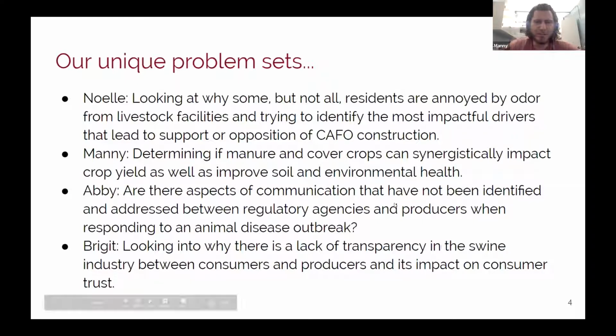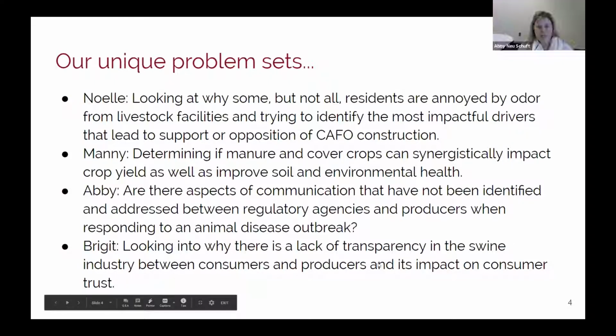Yes. Okay. So my unique problem is looking at how manure and cover crops can synergistically impact crop yield as well as improve soil and environmental health, and kind of looking at how the systems dynamics can basically show there's actually a way we can balance these loops and create, I guess in the far end, a solution. My problem continues to develop.